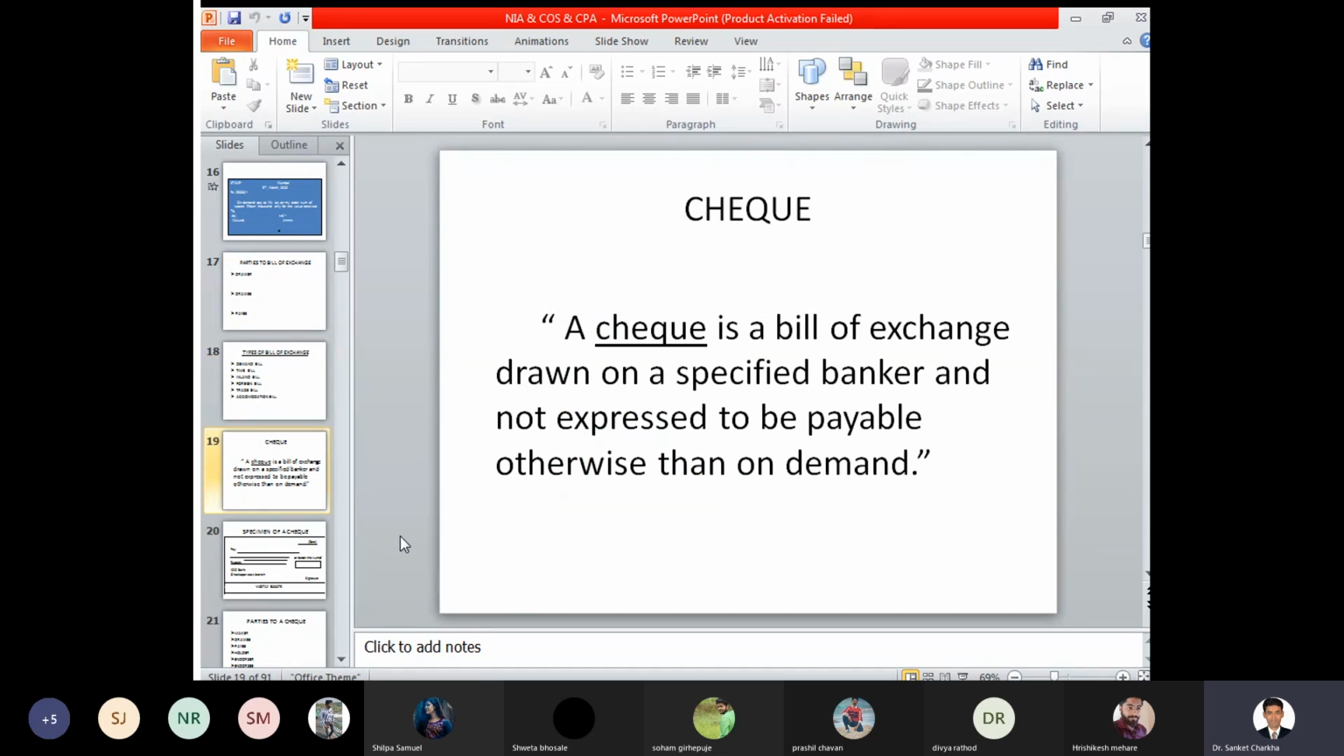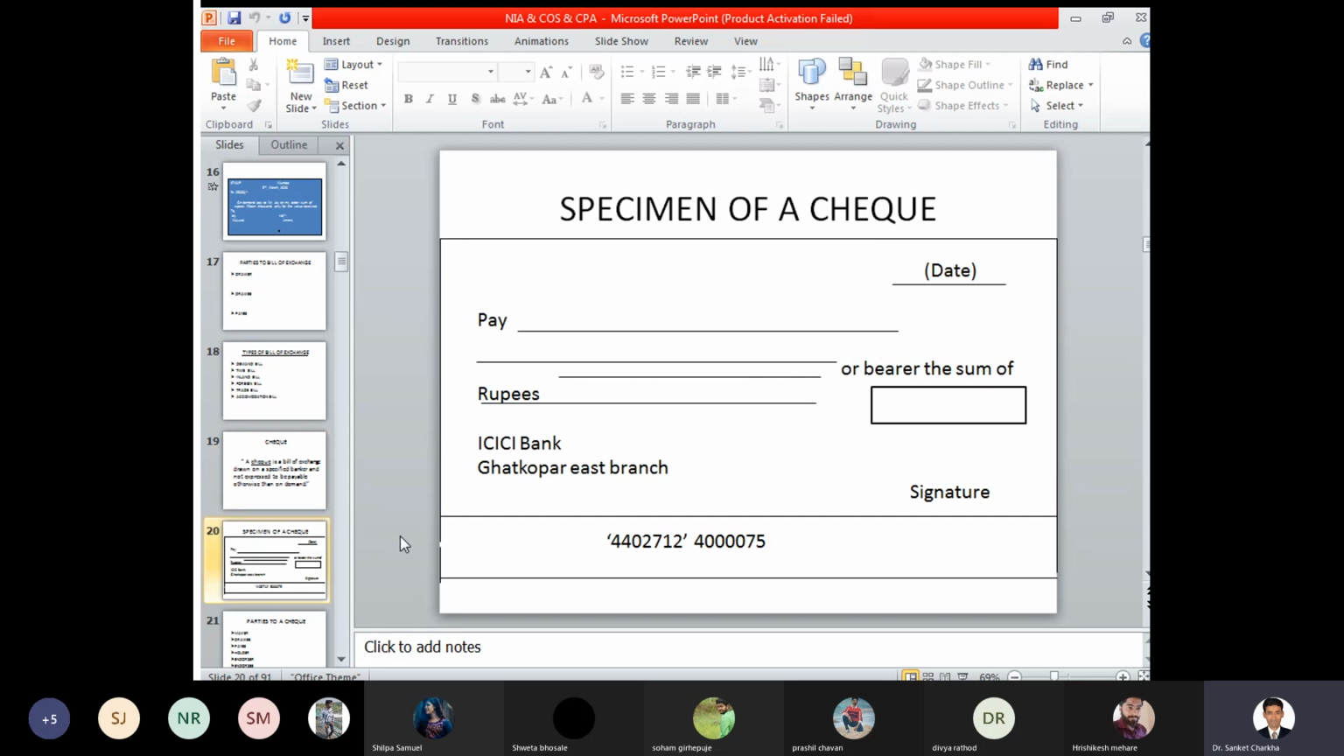Definition or meaning of a check: a check is a bill of exchange drawn on a specified banker and not expressed to be payable otherwise than on demand. So unless the party approaches a particular bank and deposits that particular check, the payment will not be made to a certain person. A check is always payable on demand. A party has to demand the payment, and only then can the payment for a particular check be done. If it is not presented for clearing, then you will not get the payment of that respective check.